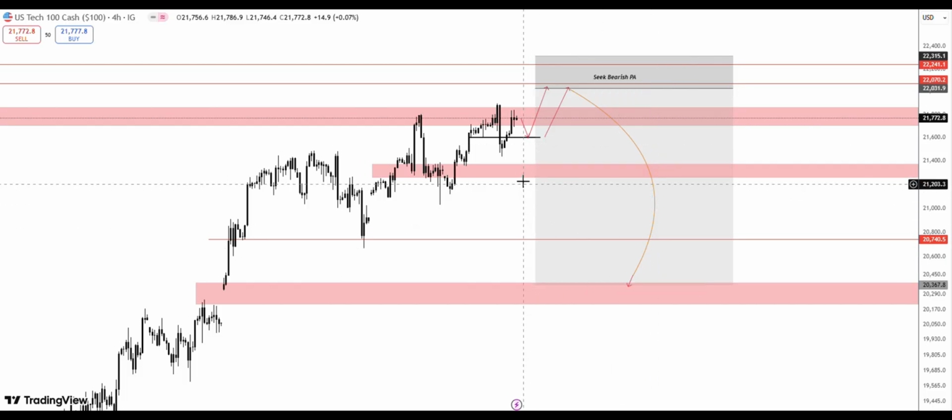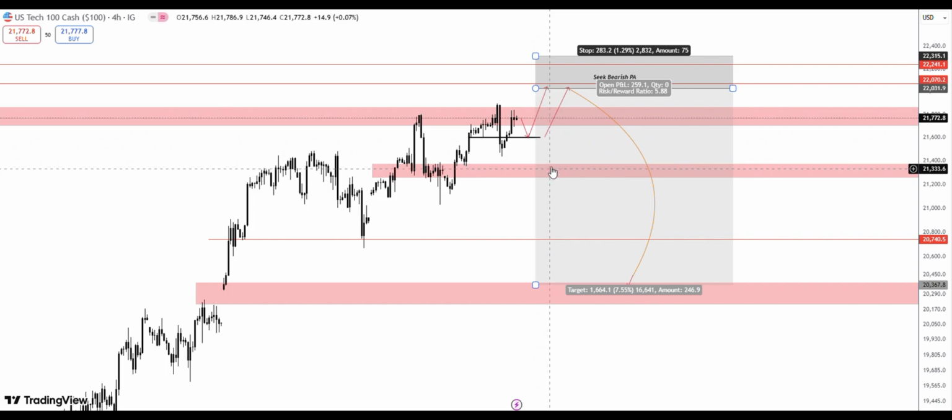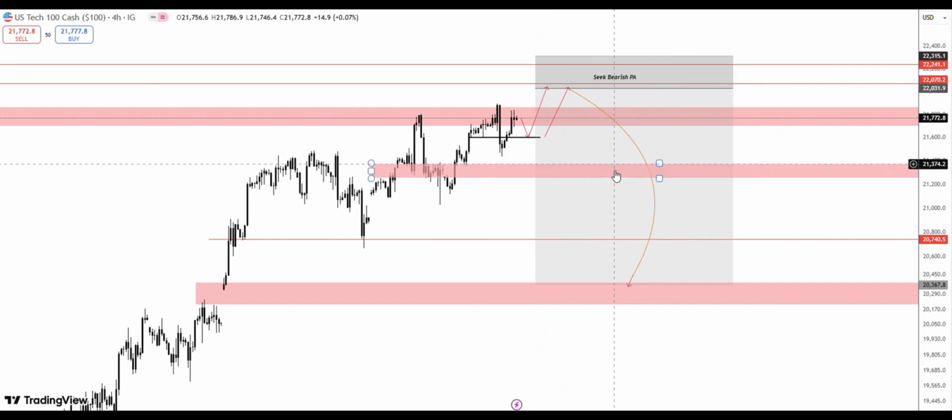Of course, there is a possibility where price on the opening of the market could push a little further up, push all the way down to this area here, and then continue back up, and then push all the way back down. Again, this is just a forecast.